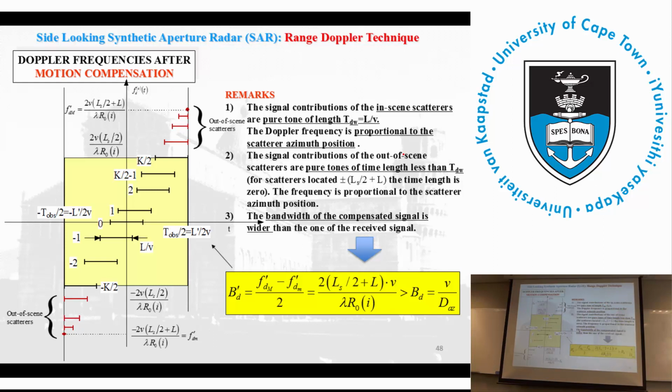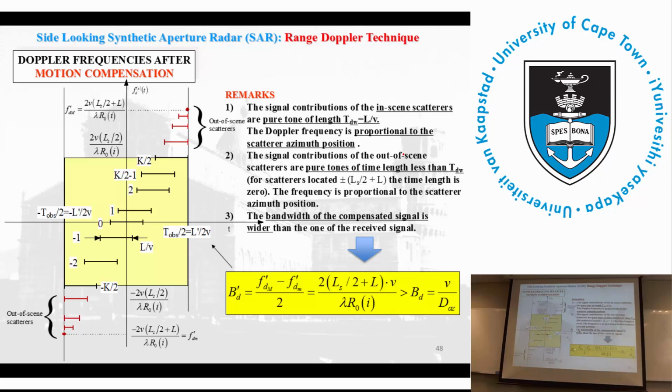The Doppler frequency is proportional to the scatterer's azimuth position. That's another important thing. We have a direct relationship between the position of the scatterer and the Doppler that it generates. We have to remember this, because this is going to lead us later to understanding how to form an image.